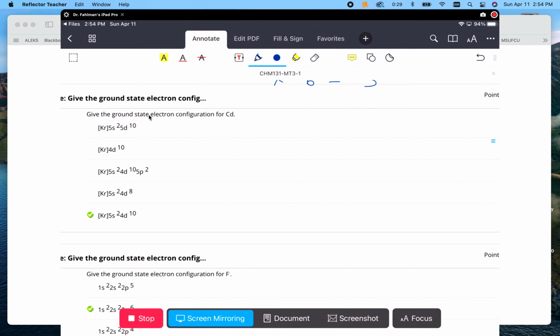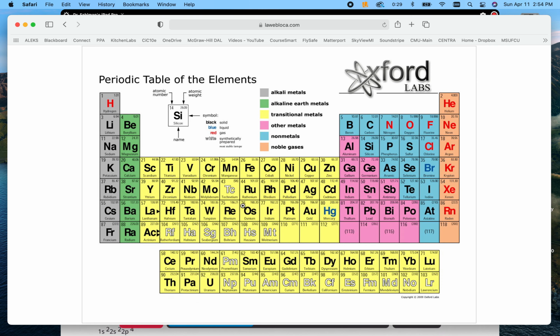Ground state for cadmium. So cadmium is here, so it's going to be krypton. And then, what is that? 5s2, 4d10. Okay, so that one there. So it's krypton, and then you go 5s, and then you're filling all of the 4d.